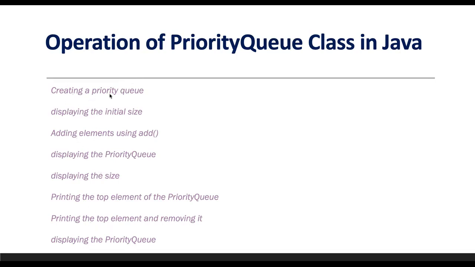We are going to create the priority queue, show the initial size, like what is the size of the queue, then add elements using the add method. Then we are going to display the priority queue, display the size again after inserting the elements, then print the top element of the priority queue, and then print the top element and also remove it. There are two methods, right, peek and poll. The peek method is going to get the top element from the priority queue, and the poll method is going to get the element and also remove it. Then we are going to display the priority queue. So let's go to the IntelliJ IDE and perform all these operations one by one.